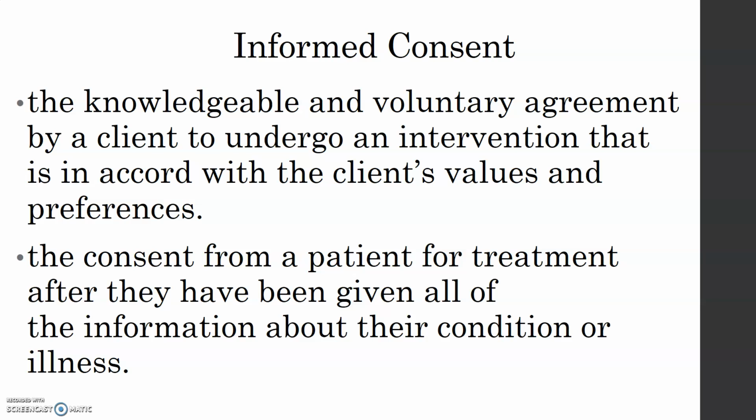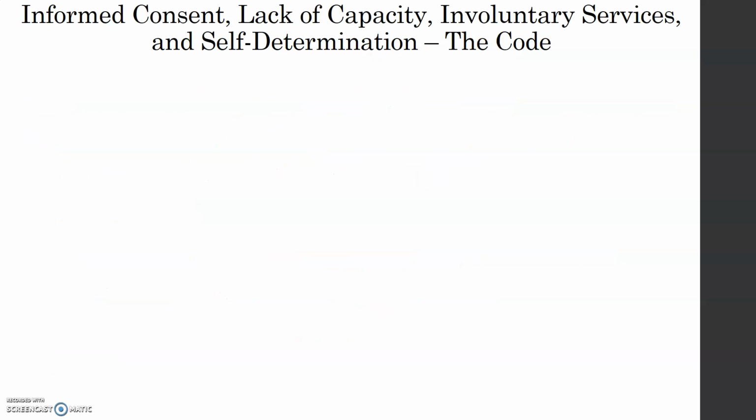And again, consent for treatment must be given after all information about their condition or illness, right? To make an informed decision, you need to have all the options laid out there and given to you. They can't hide some from you. You have to be able to make an informed decision. You do that by having information. And so they really need to have that free will, that self-determination, to make that decision.